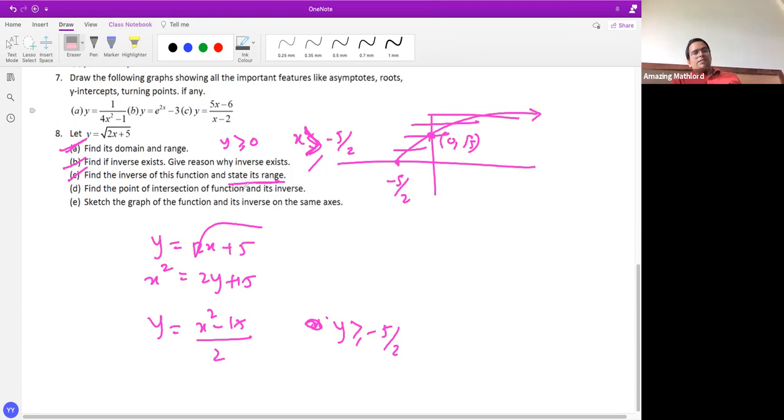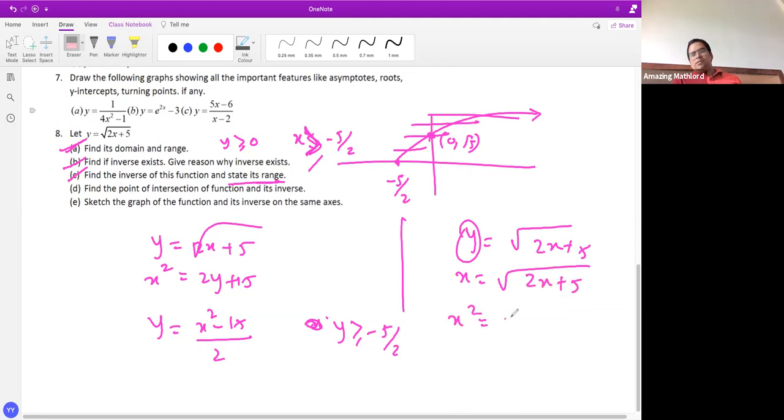Find the point of intersection of the function and its inverse. As you know, the function and its inverse intersect along the y = x line. So you take y = root(2x + 5) and just replace this y with x. So x = root(2x + 5), so x squared = 2x + 5. So x squared - 2x - 5 = 0. And this, we can solve and find the exact value.